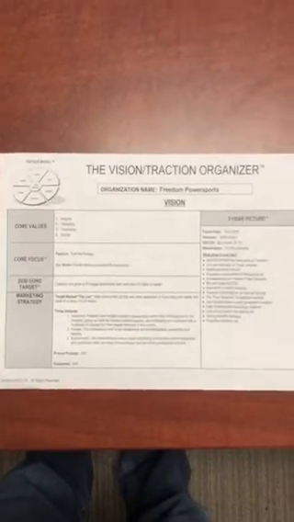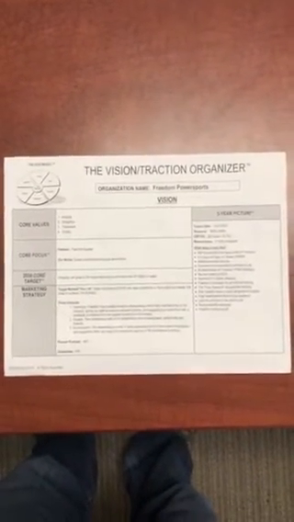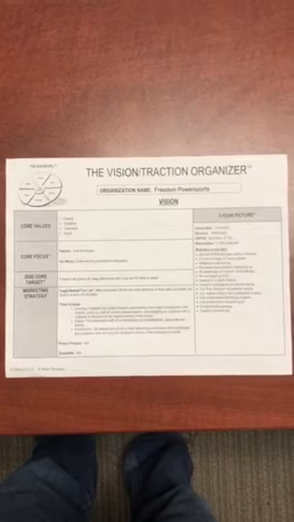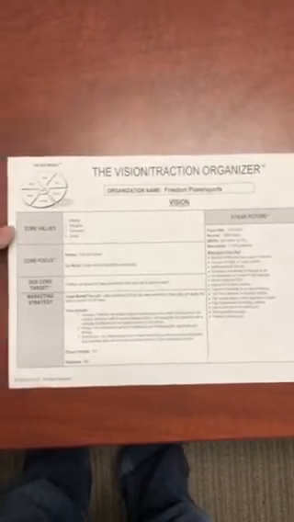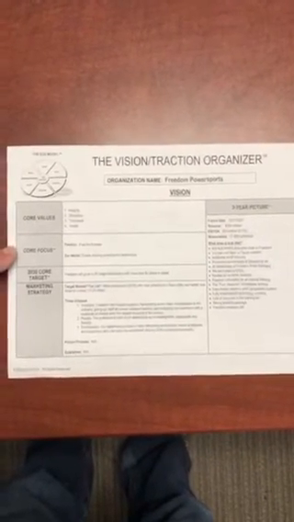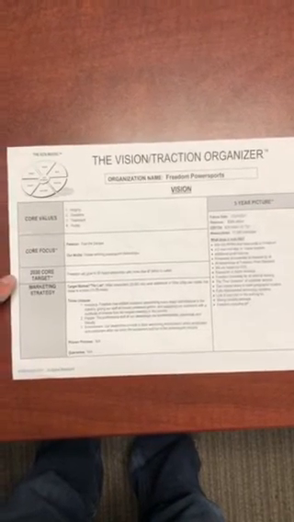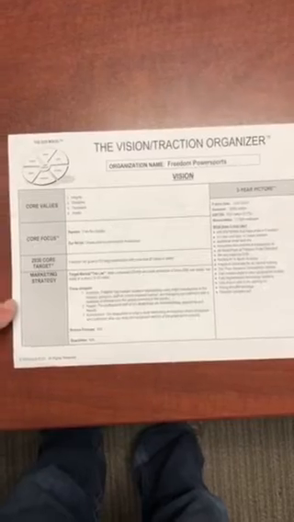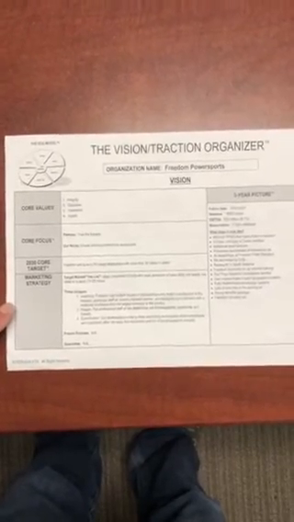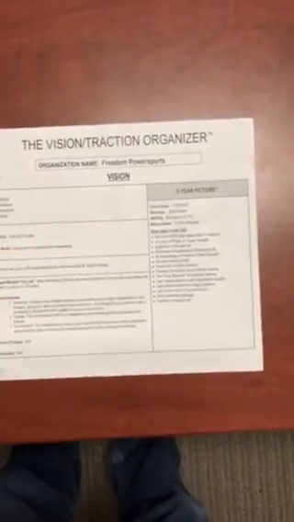First thing I want to show you is the Vision Traction Organizer. This is the company's vision, so this is the long-term side of the page. It establishes our core values. It establishes our core focus. It encompasses our big, hairy, audacious goal or our 10-year target. It identifies our marketing strategies, and it encompasses our 3-year picture.